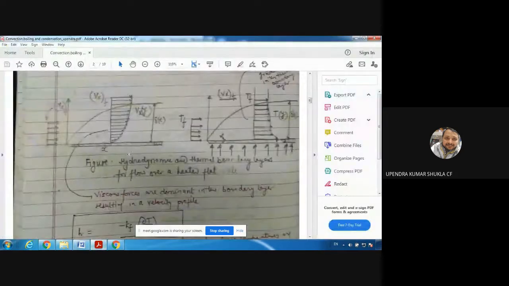Now let's move into this boundary layer. Is it visible to all of you? This PDF is visible to all of you? Yes, hello, sir. Yes, sir.